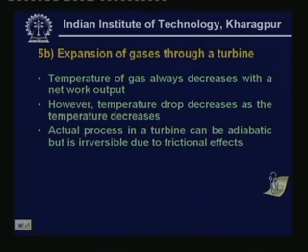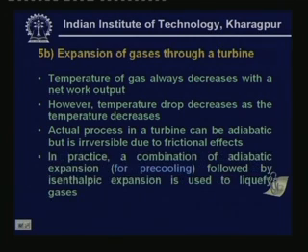Actual process in a turbine can be adiabatic, but is irreversible due to frictional effects. And in practical liquefaction plants, a combination of adiabatic expansion followed by isenthalpic expansion is used to liquefy gases. So the adiabatic expansion is used primarily for pre-cooling the gas. Then the pre-cooled gas is expanded using a throttling device, so that the final condition lies in the two-phase region. Okay.